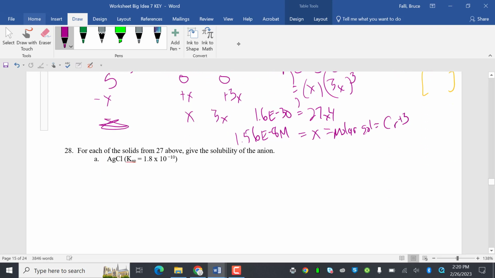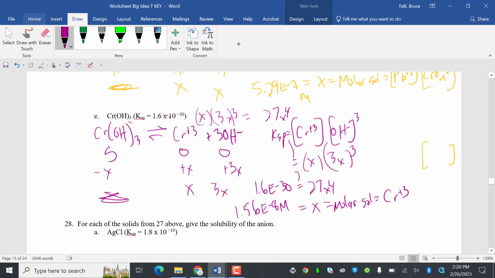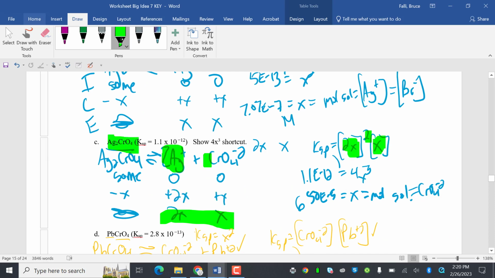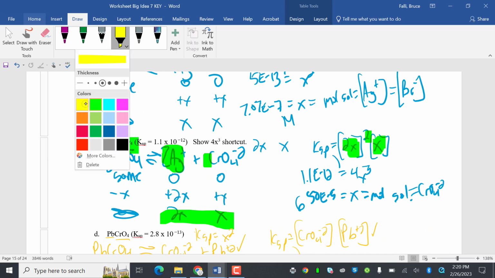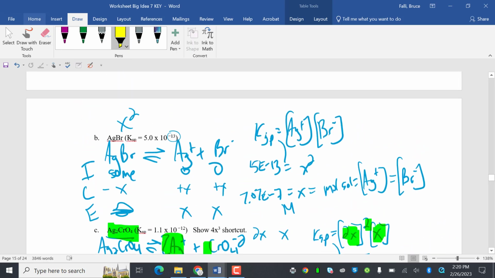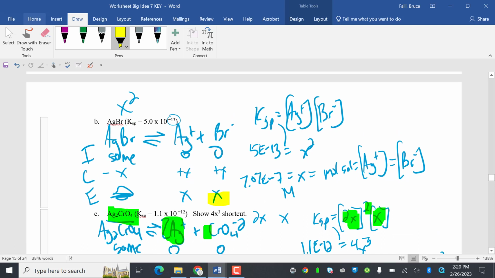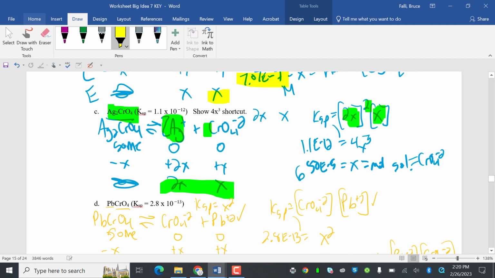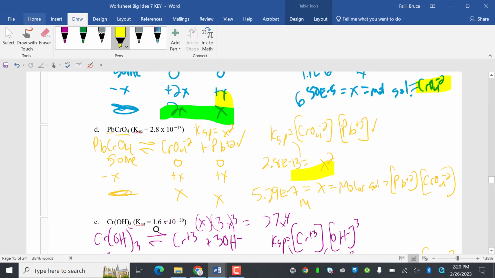All right. Give the solubility of the anion. So the anion is the negative ion. So let me just give the solubility form. I'll highlight it in yellow because I think I did most of them. Anion is the negative ion. So Br negative was X, so it was the same as the anion. This was X, same as molar solubility. This is X, same as molar solubility.